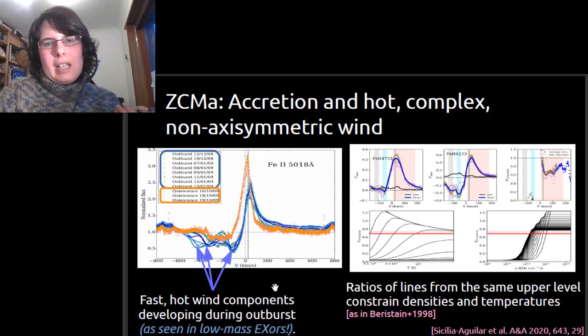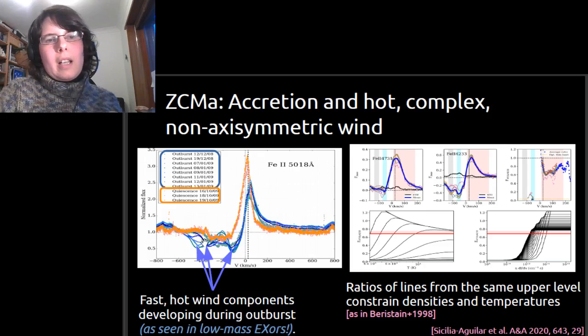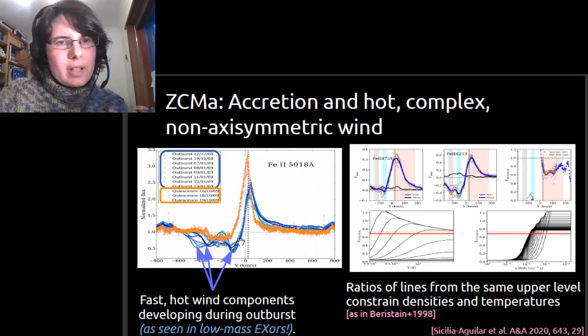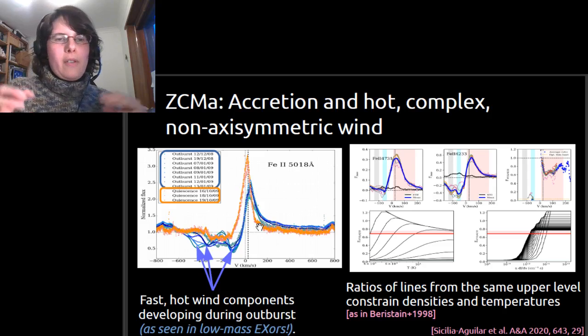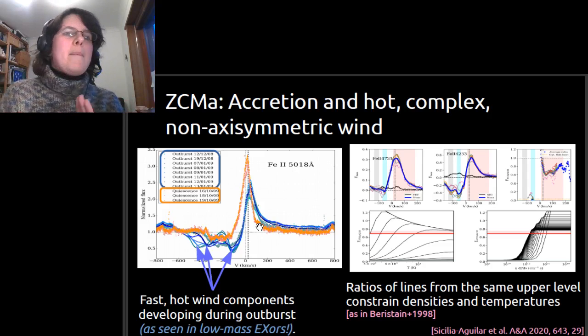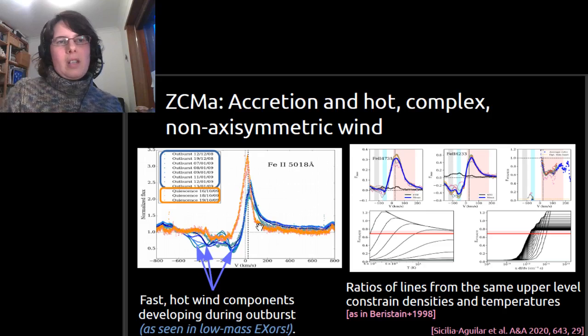So in this case, the profiles of the lines are tracing accretion and a very hot and complex non-axisymmetric wind. The orange profile is a profile that you see in quiescence, and the blue one is the profile that you see in outburst. That is a lot more variable than in quiescence and has all these peaks. These peaks correspond to different types of wind, different wind components, and because we see the wind components changing from day to day, we know that it's a non-axisymmetric wind that is rotating with the star.